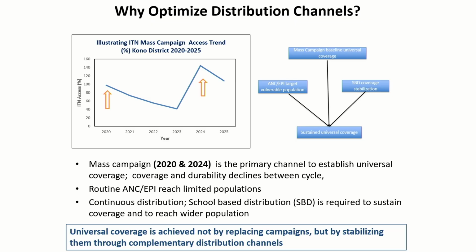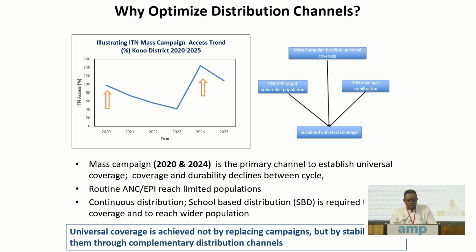The graph describes a typical pattern of ITN mass campaign, and how coverage declines over time. It peaks immediately after the campaign and declines over time. That's an illustration from one of the pilot districts for SBD. So this graph demonstrates the need for continuous distribution to sustain coverage in the gaps in between campaigns. School-based distribution does not replace mass campaign, rather it complements the gaps observed in between campaigns.